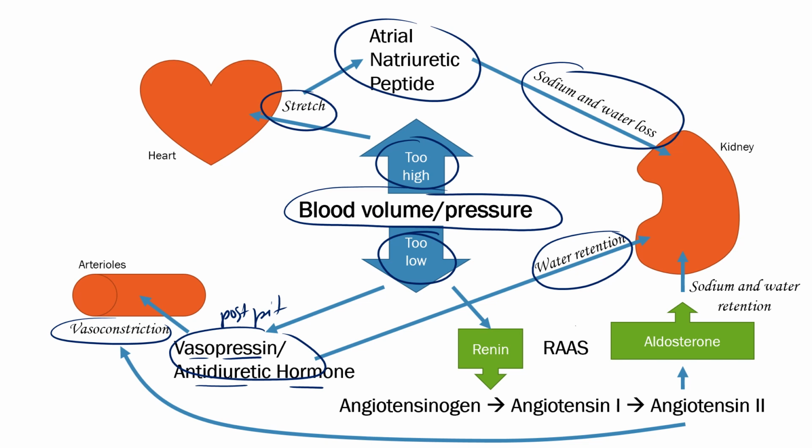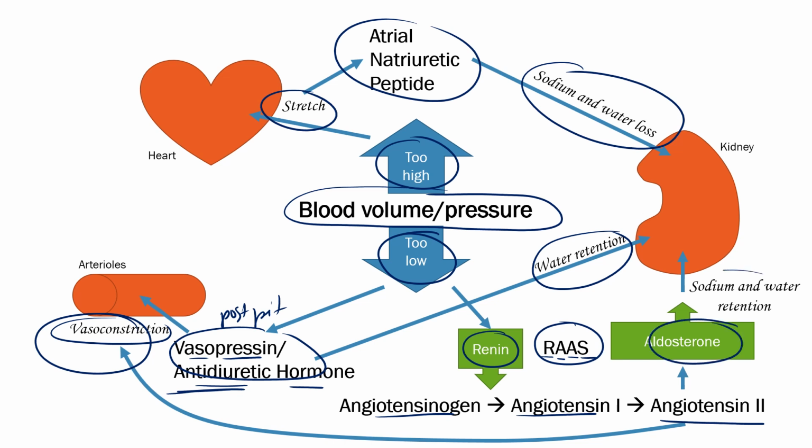The other mechanism is we're going to activate the RAS system, and the RAS system stands for renin, angiotensin, aldosterone system. And so we're going to activate that renin process where we convert angiotensinogen into angiotensin 1 into angiotensin 2, which is a vasoconstrictor, so it will act in concert with the vasopressin. And we're also going to increase aldosterone to activate sodium and water retention.